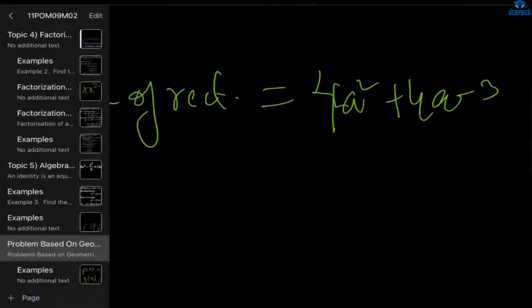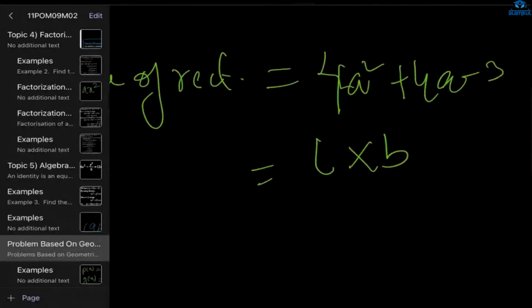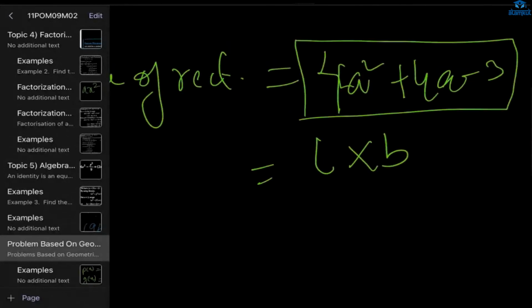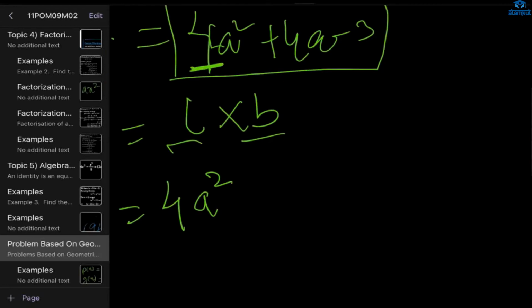We already know that the area of the rectangle is equal to length into breadth. So if we factorize this, we will get the values of length and breadth. How can we factorize the quadratic equation? By splitting the middle term. Going step by step, you have to find the value of AC, which means the coefficient of x square times the constant term. So 4 into 3.